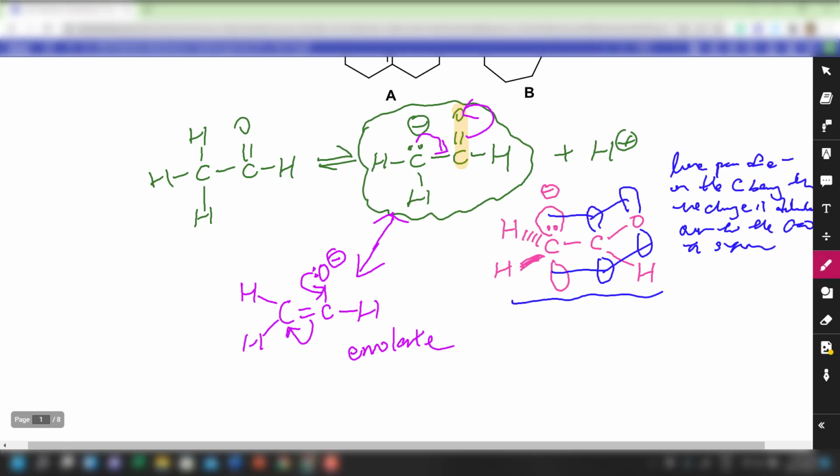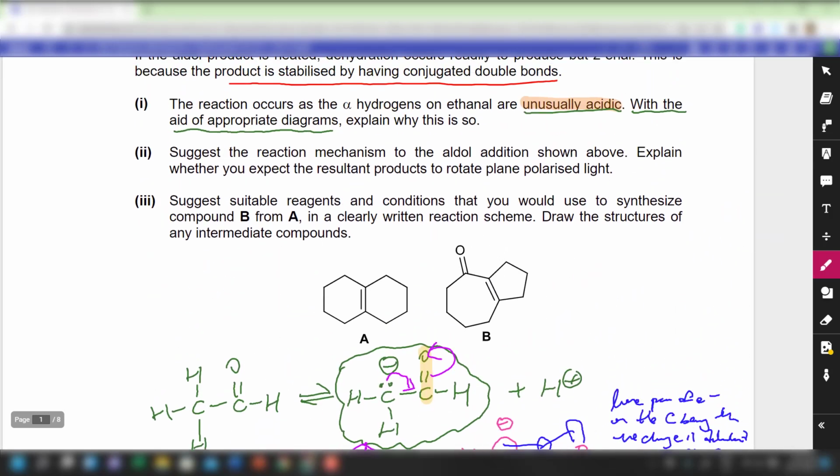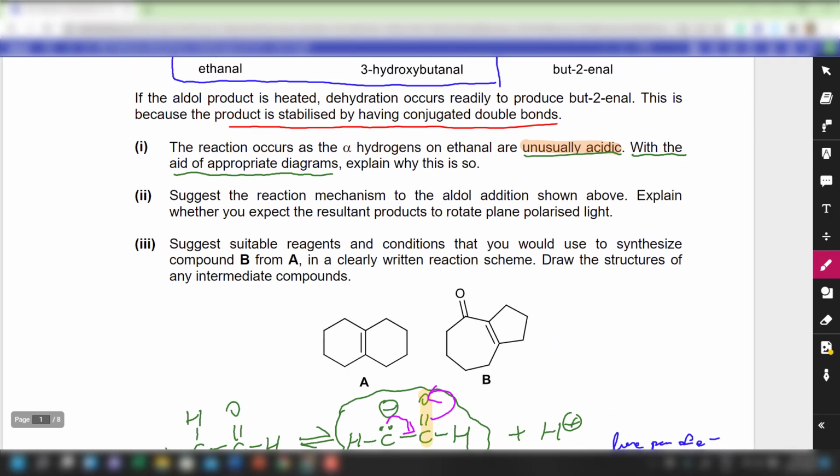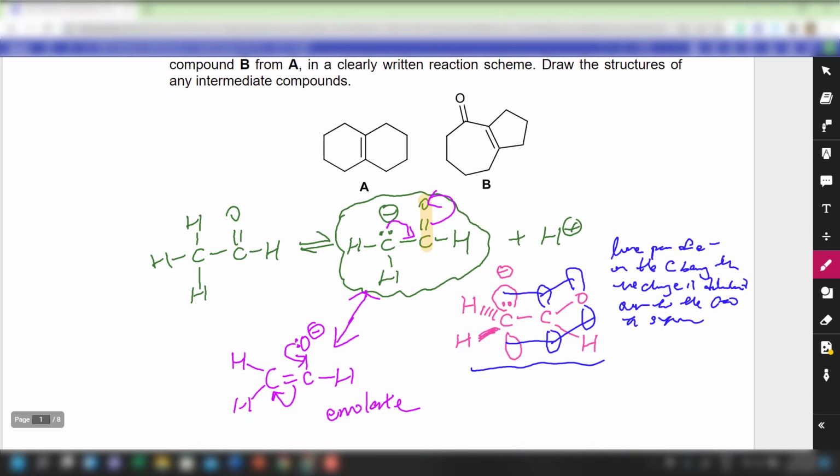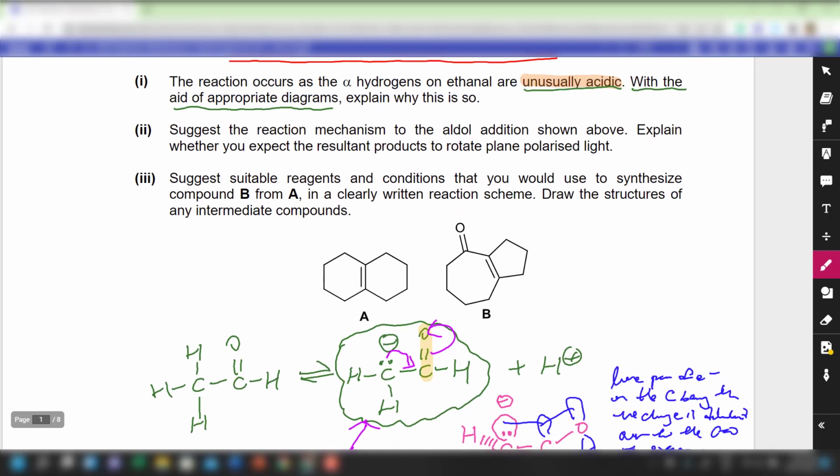So there are several ways you can represent your answer. For one, using appropriate diagrams, what kind of diagrams are we expecting? You can show resonance structures if it's a more H3 kind of question, or you can simply show the orbital overlap if it's a more H2 kind of question, which you'll see from some of the prelim questions or even the A-level questions.